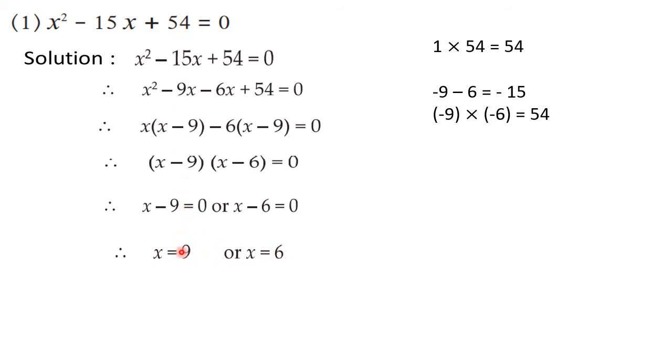Okay, but here since the answers are plus 9 and plus 6, the middle term is not positive. The middle term is going to be negative. Exactly opposite sign is going to come for the middle term. So in this way you can justify or you can give the answer of an MCQ question.